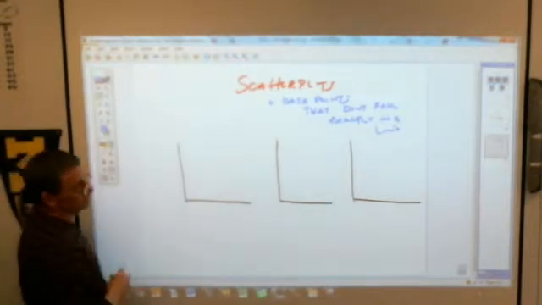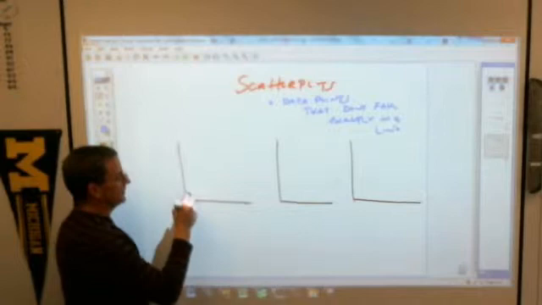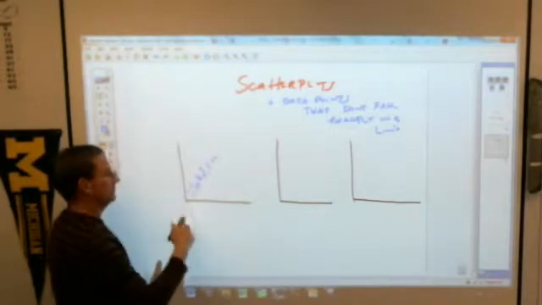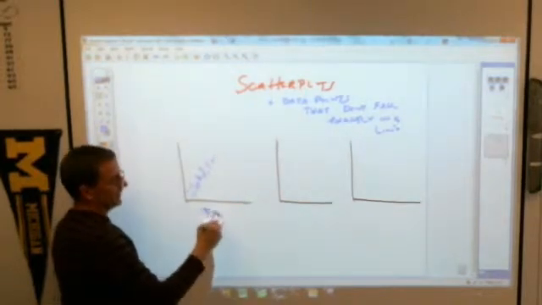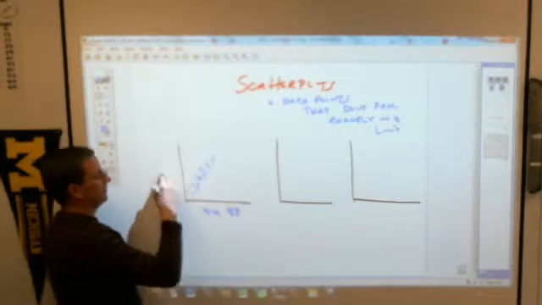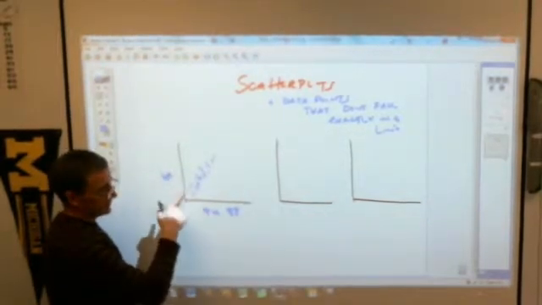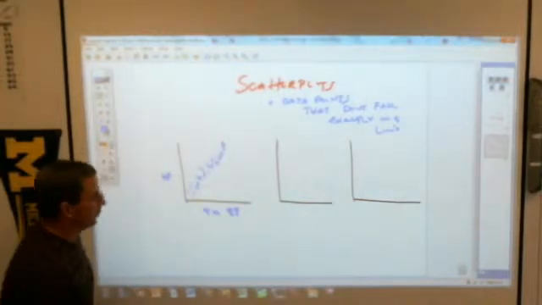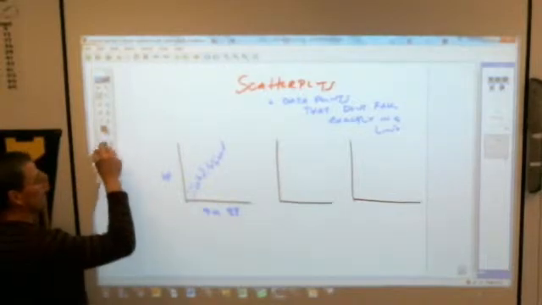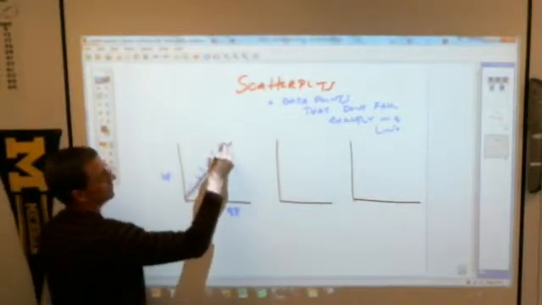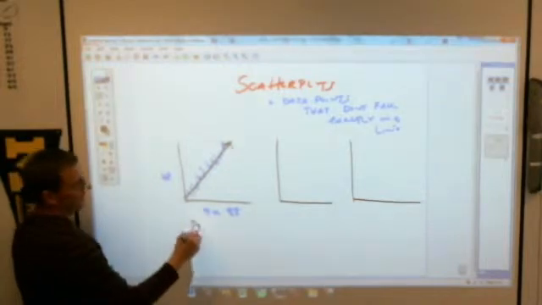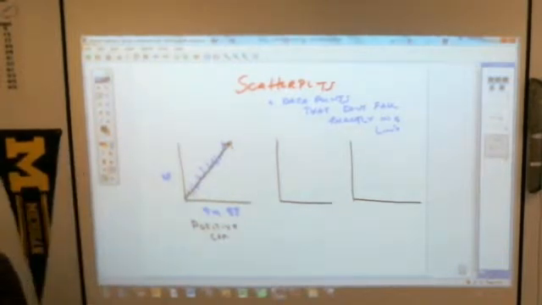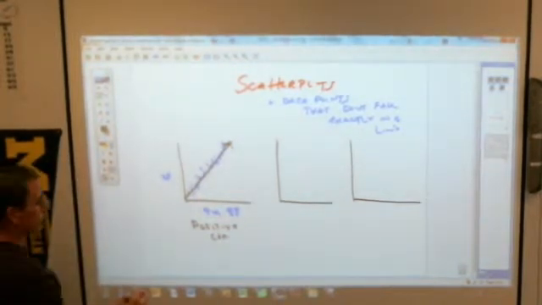If your dots happen to look like this, let's say you're graphing something out, maybe time studying for a test, time studying and your grade. This would be like, you spent no time studying, so this was an F, and you spent time studying. If your dots form a pattern that goes uphill like this, it's called a positive correlation. And you're going to ask me how to spell correlation. Two R's.